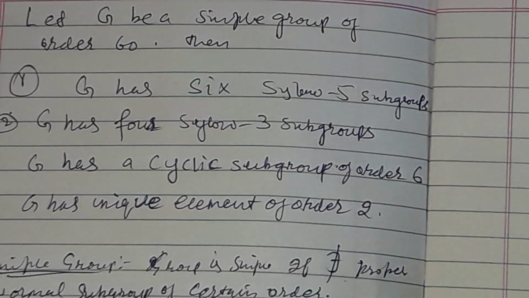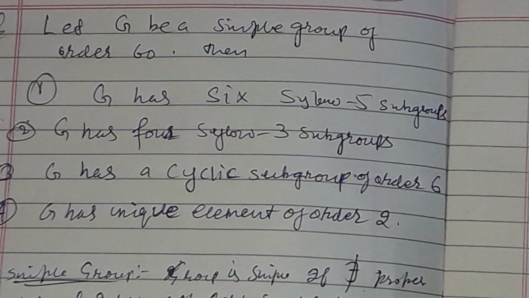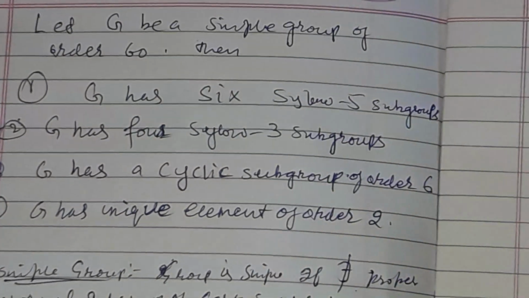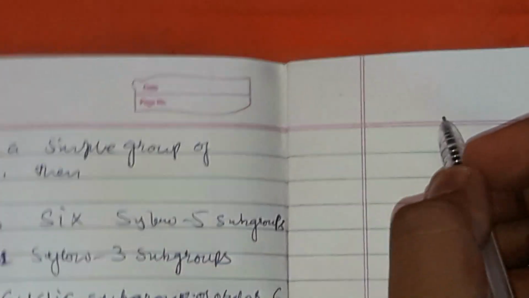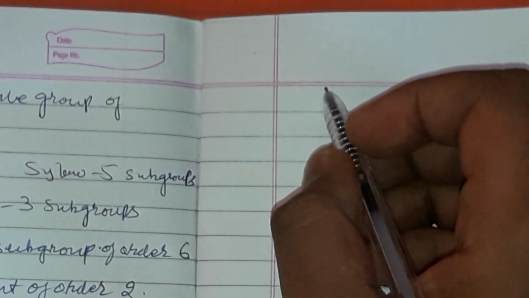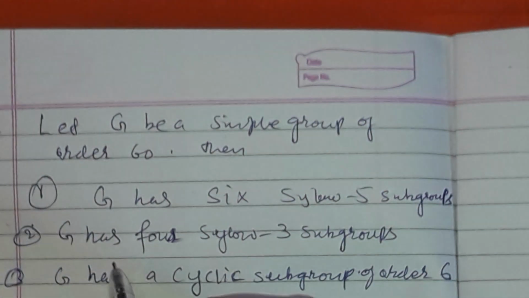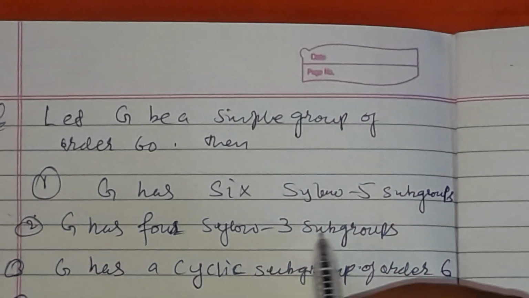The second option says that G has 4 Sylow 3-subgroups. How do we apply the Sylow theorem here? Okay, the second option says that G has 4 Sylow 3-subgroups.